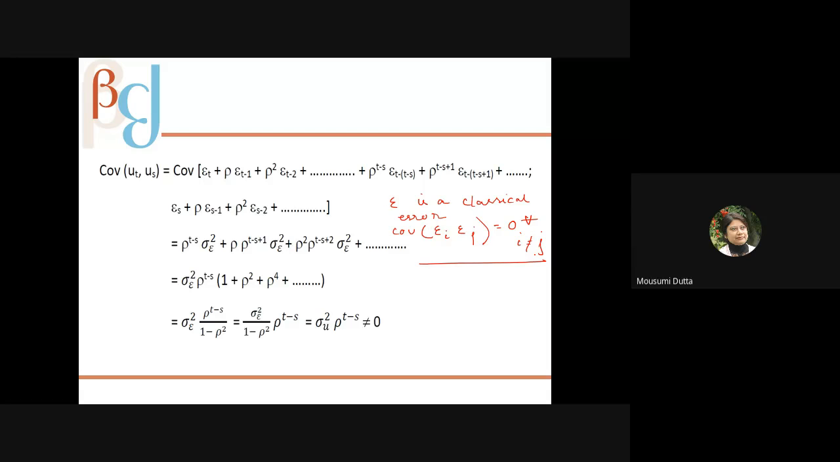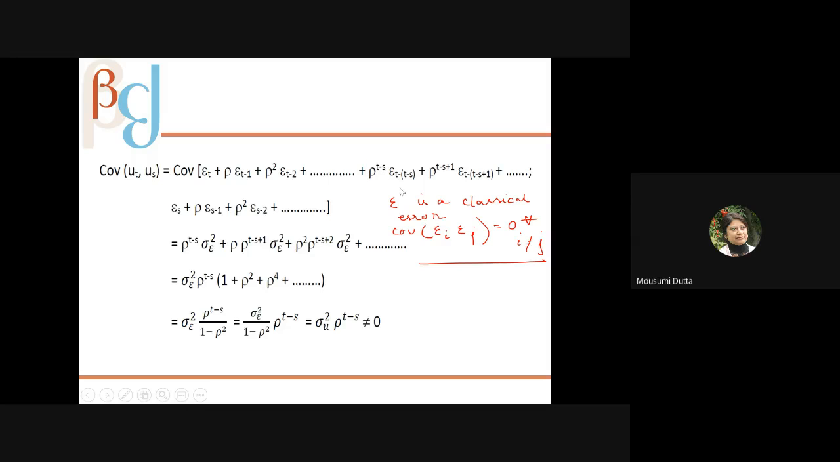If it is a classical error, covariance between two different epsilon will be absolutely equal to 0. So covariance between epsilon T, epsilon S; epsilon T, epsilon S minus 1; epsilon T, epsilon S minus 2, etc., all are 0. Similarly, covariance between epsilon T minus 1, epsilon S; epsilon T minus 1, epsilon S minus 1; T minus 1, S minus 2, everything is 0. Following the same logic, epsilon T minus 2, epsilon S; T minus 2, S minus 1, all these things are 0.